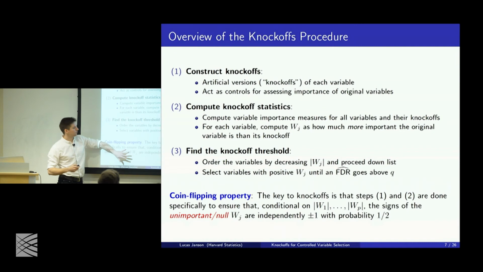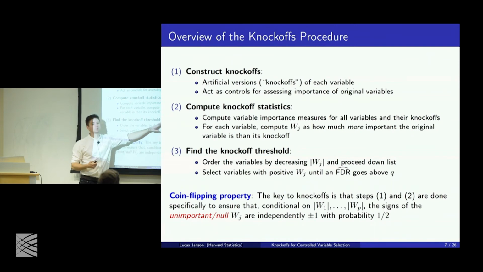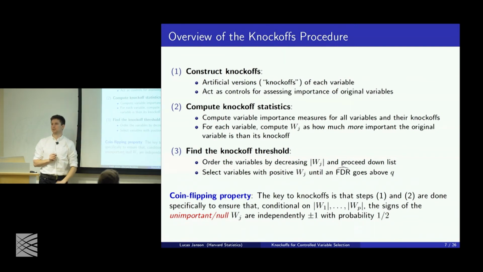And I think, for me at least, once I have the coin flipping property, if I tell you that I have this, yeah, OK, maybe I don't totally understand the procedure in step 3, but I sort of believe that there exists a procedure that can take these WJs and control the false discovery rate, because this is like the nicest kind of statistical sequence that I could possibly have. It has really nice properties.